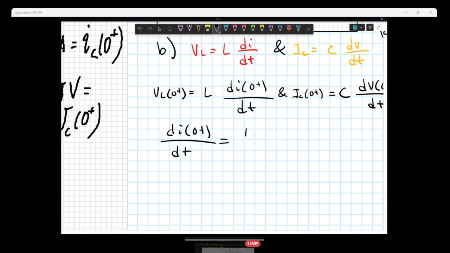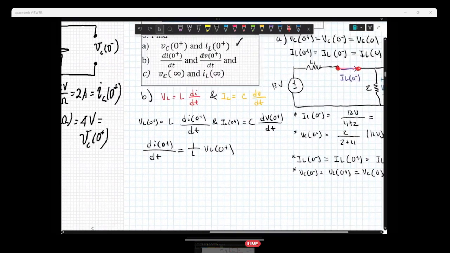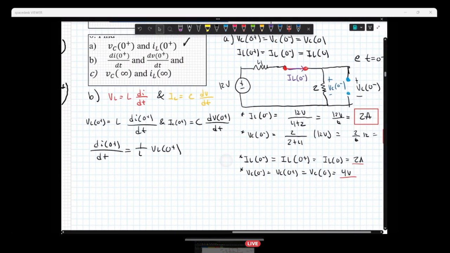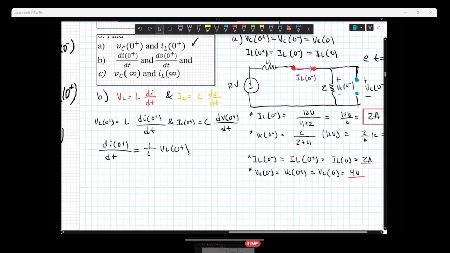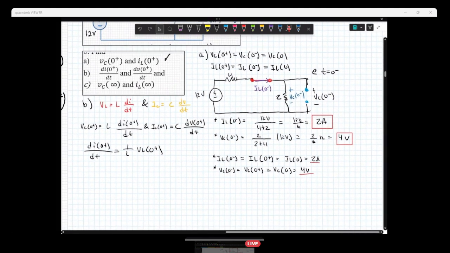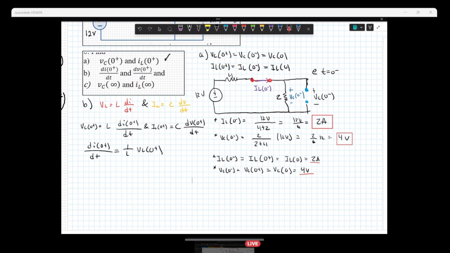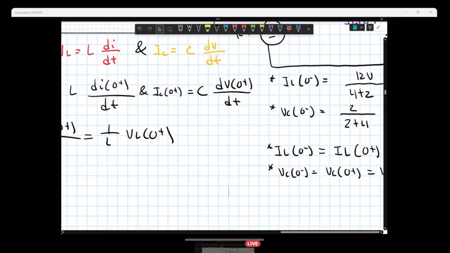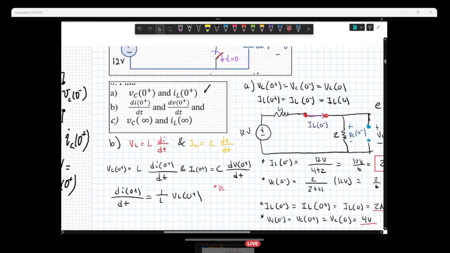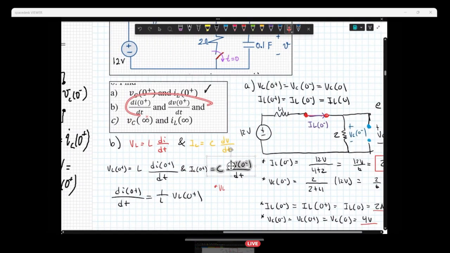dt is going to equal 1 over L times VL of 0 plus. The voltage through the inductor at this state is 0 because it's shorted. See? It's always going to be shorted too. So that means that, wait, I'm going to write this down here. What are we doing? Kind of proving, like, we're just solving for this. This here.